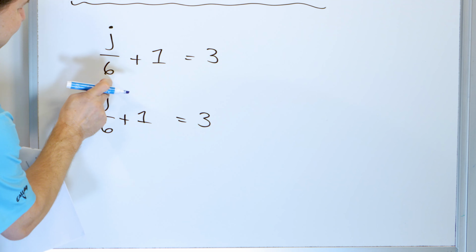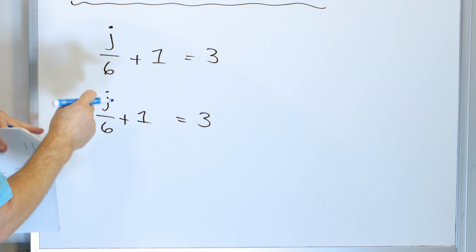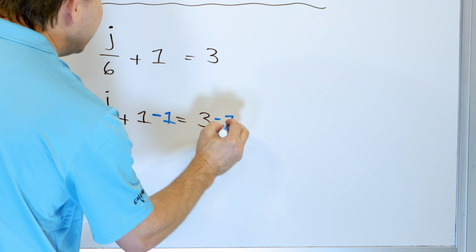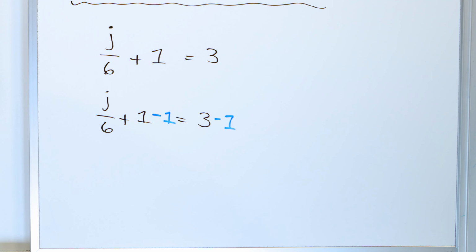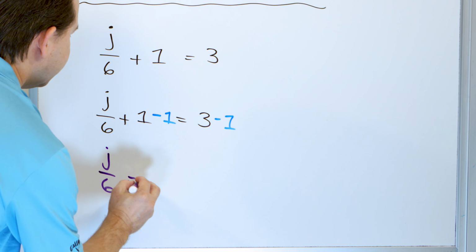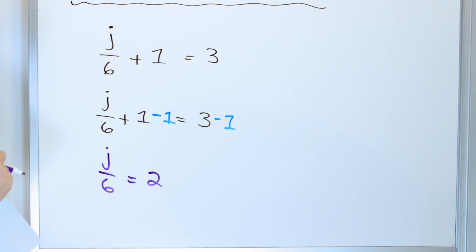We're adding 1. It's like this is the inner present, the inner box. We're going to do that later. We're going to get rid of the easy thing first. We're going to subtract 1. We know we can do that. So you always look for what you can do first. And we know that 1 minus 1 is 0, so we're going to be left with J over 6. And that's going to be equal to 3 minus 1, which is 2.